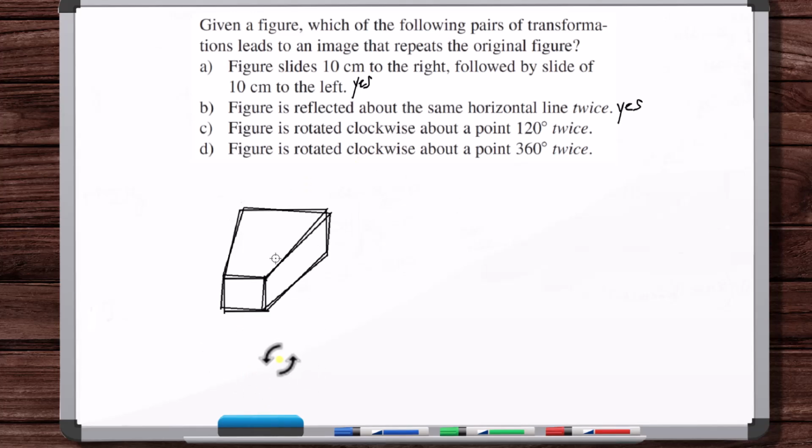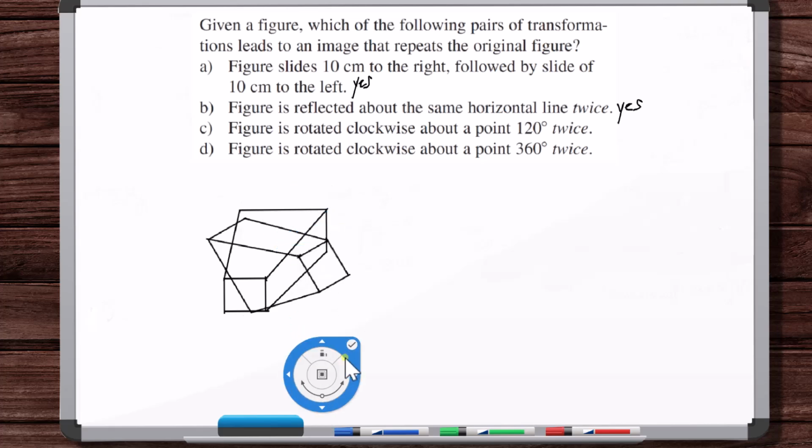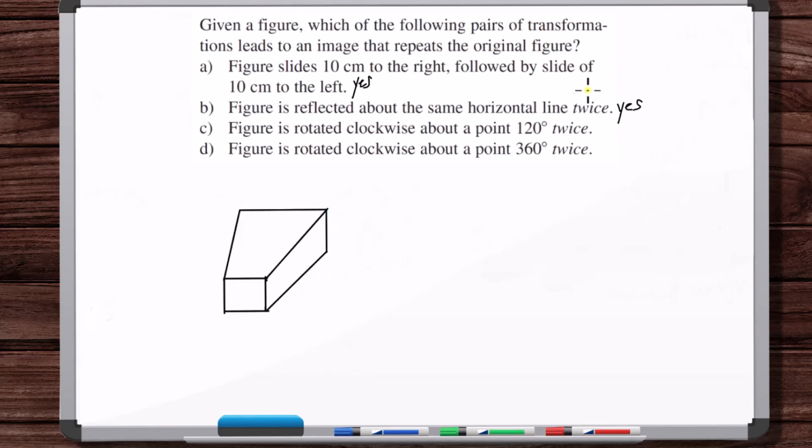So, all right, let's do 240. What are we doing, clockwise? So 180, there's 180, and then now 240, we need to go another 60. So let's go down to 120. No. So no here, but then 360 degrees twice, yes. Any integer multiple of 360, that's what this is.